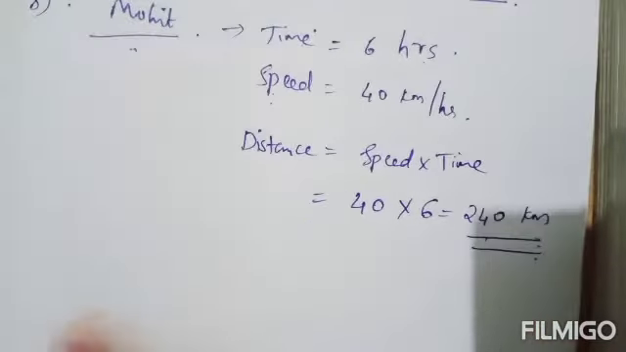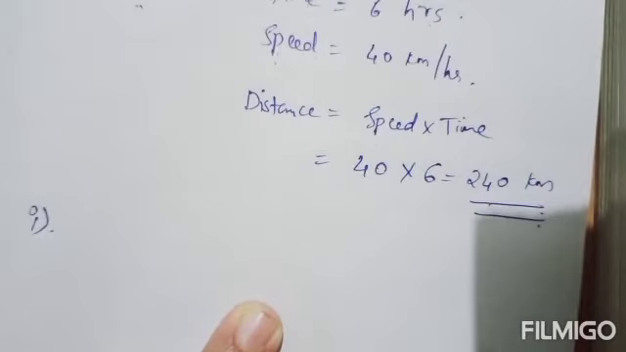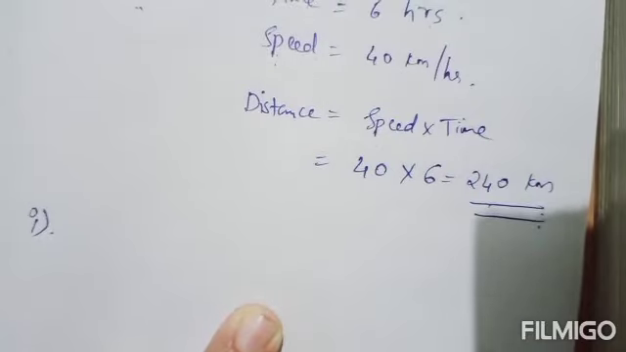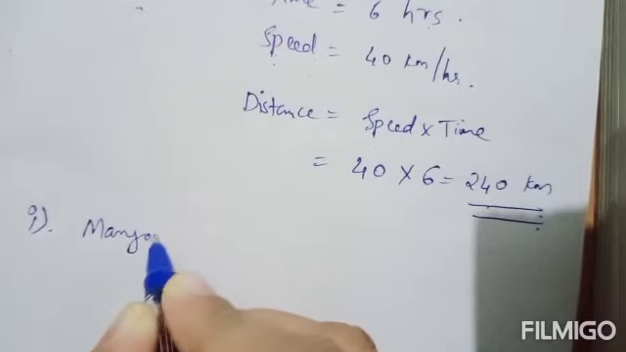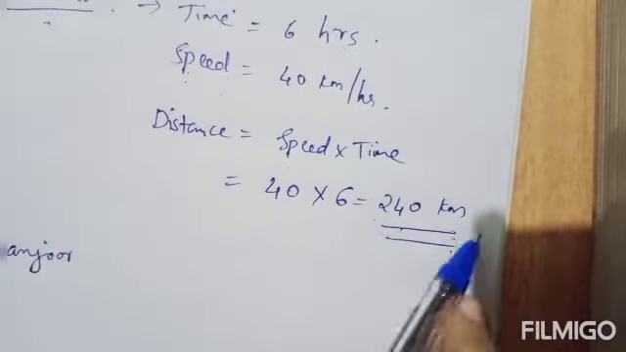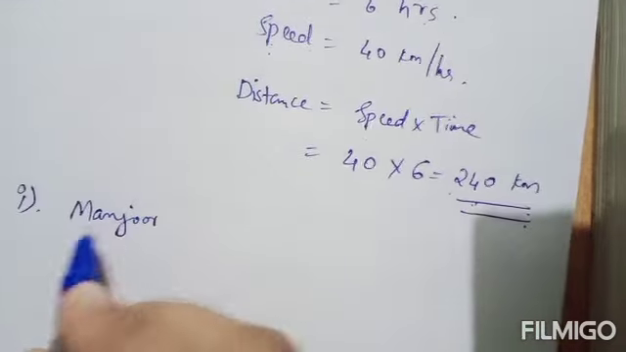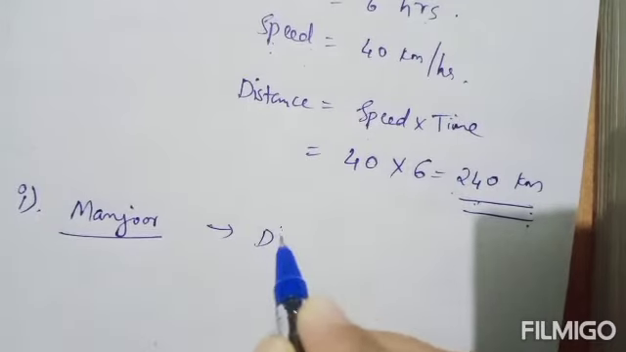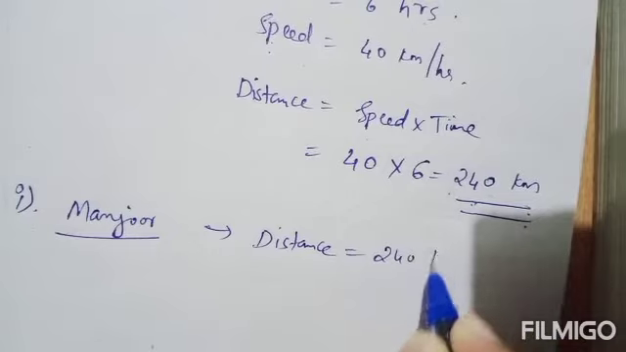Okay, now in that first question, find the time taken by Manjur to cover the same distance by his car at the speed of 60 km per hour. So Manjur is also covering the same distance or traveling the same distance of Mohit. Okay, so in case of Manjur, we can take the distance equal to 240 kilometer.